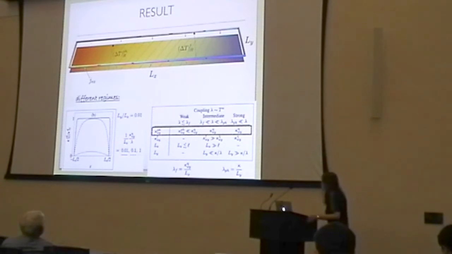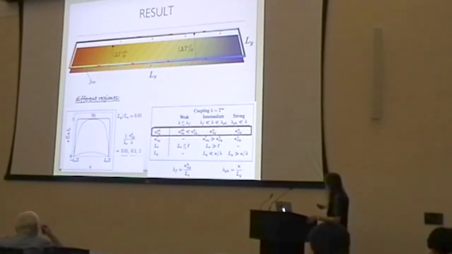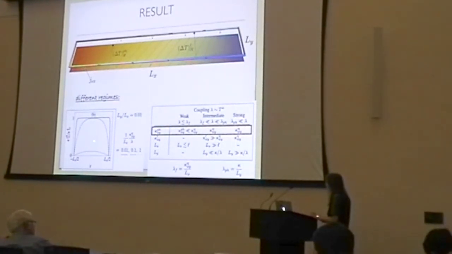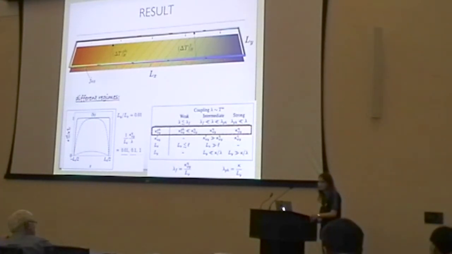We can look at more details. There are different regimes. If you think about the coupling lambda here, you see that if the coupling is too weak, you end up with a kappa xy which is not quantized, and if you're at large enough coupling, you reach the quantized value. Another thing you can get out of this finite system calculation is that if you measure too close to the edges, then you also see the breakdown of the quantization.